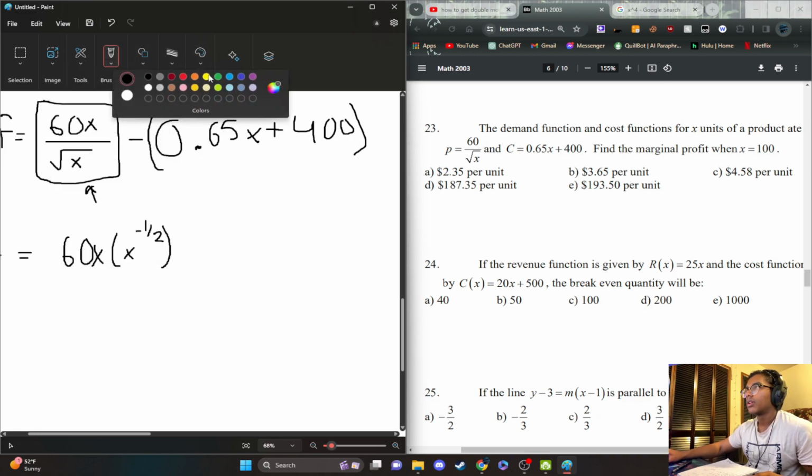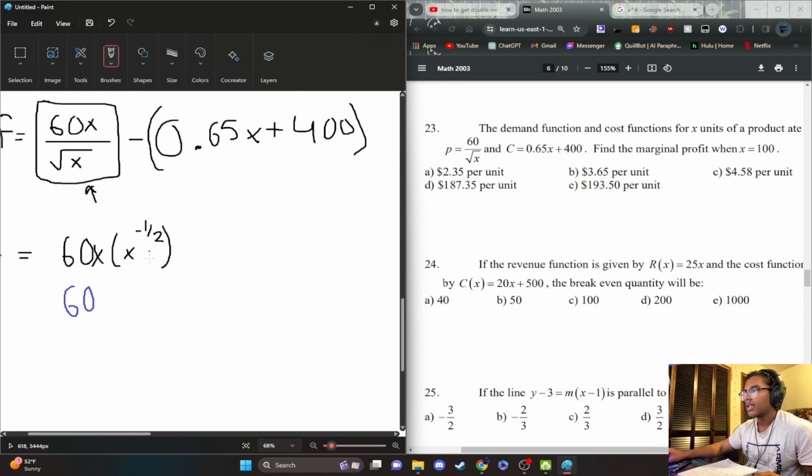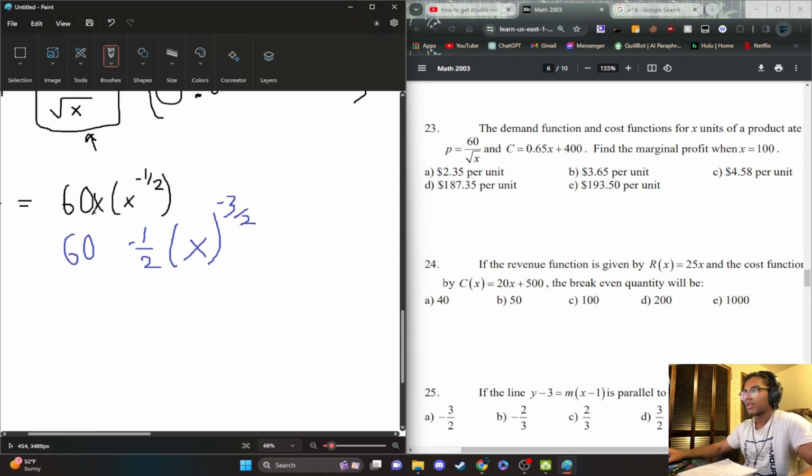Let me get a different color. You have the derivative of 60x, which is 60. And then let's take the derivative of that, which is negative x to the negative 1/2, right? Times whatever's inside, x to the negative 3/2 multiplied by whatever's inside, which is just 1. So now let's cross multiply, right? You have 60x times negative 1/2. Now what's 60x times negative 1/2? It's just negative 30x, right?